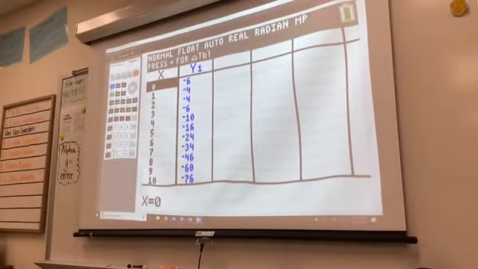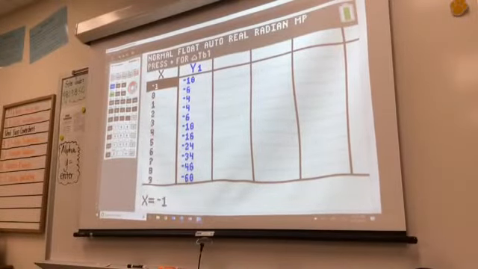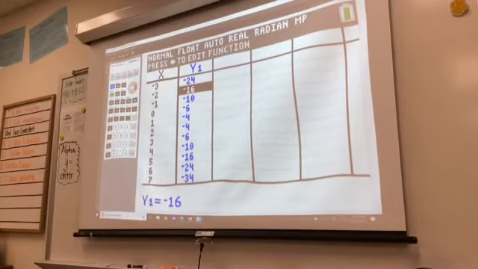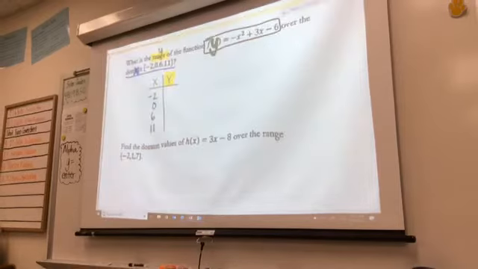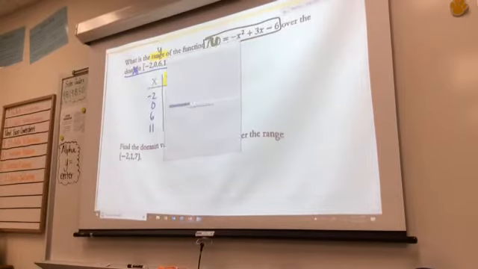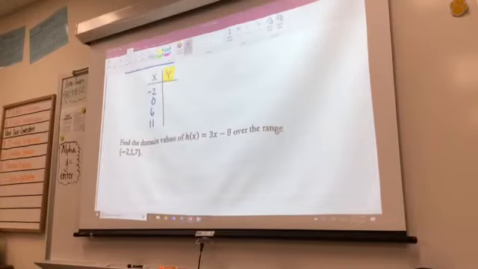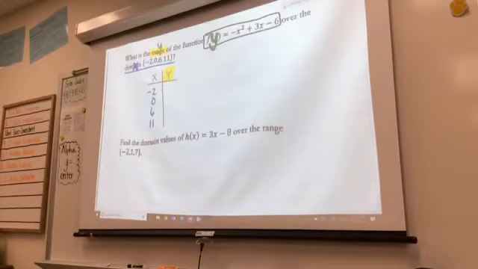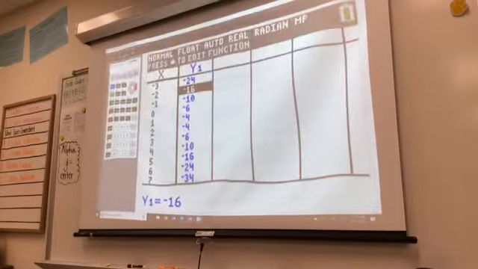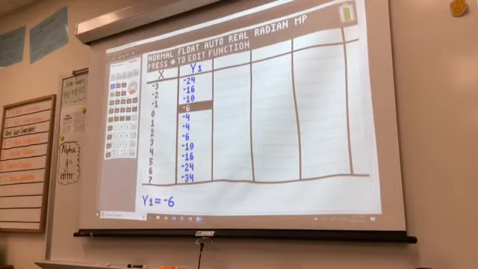So, if I'm scrolling, what's the first x they told me? Negative 2. So who is negative 2's partner? So in your table, you are going to write in what? Negative 16. Who is 0's partner? Negative 6. So let's go check. Is 0's partner negative 6? Yes. What's the next guy? Hold on. Who's the next x?